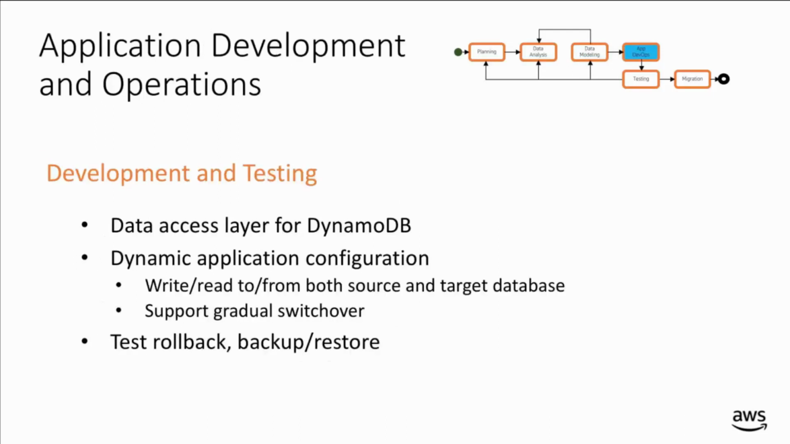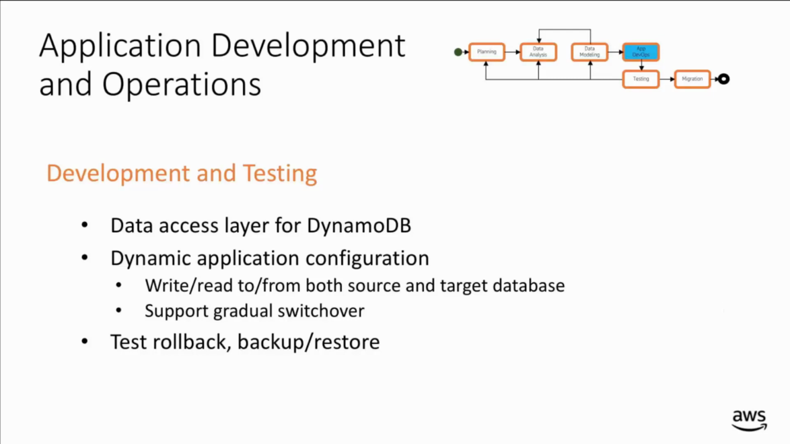Application development and operations. One thing that we'll have to do is create a data access layer for DynamoDB. As part of that, we should be thinking about dynamic application configuration, especially in the context of live migrations, because we should be able to write and read to and from both source and target database. And that would allow us to support gradual switchover and also to switch back if we need to. And then, of course, we need to make sure to test rollback, backup, and restore procedures.